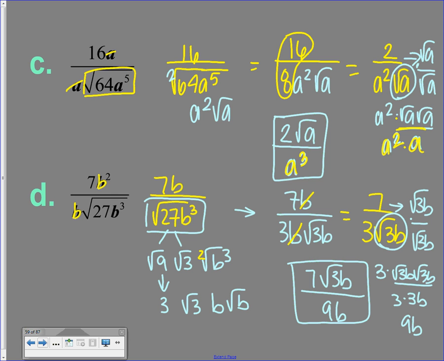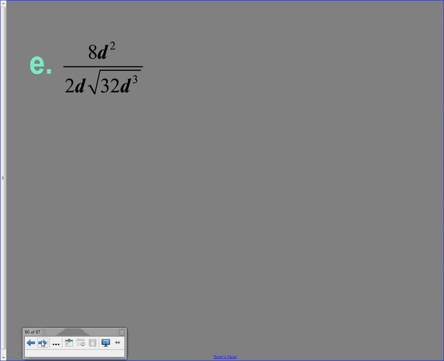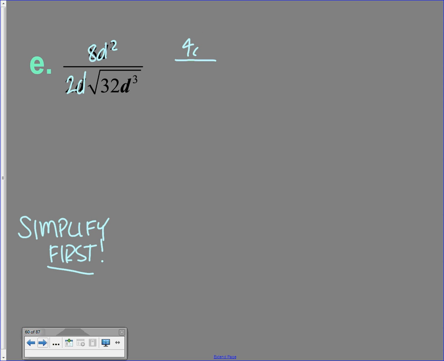Okay, so lots of steps, just take them nice and slow. All right, let's try another tricky one. Example E. Again, simplify first. Okay, big idea. So if I simplify first, I know that 8 over 2 is 4. I know that d squared cancels with one of those d's, so that becomes 4d, and then over the square root of 32d to the third. So automatically, that's a lot nicer.